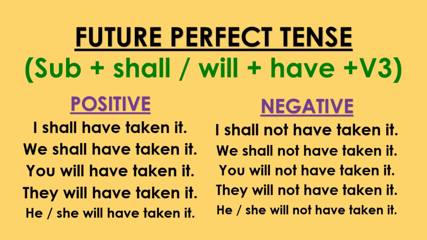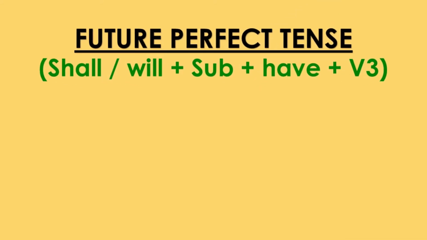Now let us see how we frame questions in future perfect tense. There will be either shall or will in the beginning, followed by the subject, followed by have, and finally will come the third form of the verb, that is the past participle form of the verb. Look at these examples.